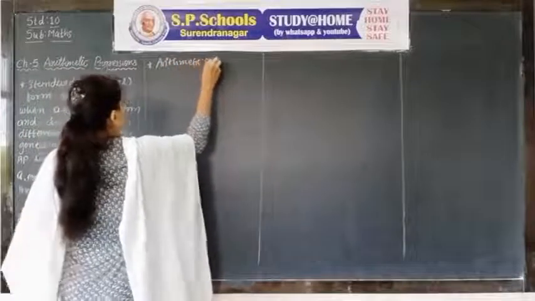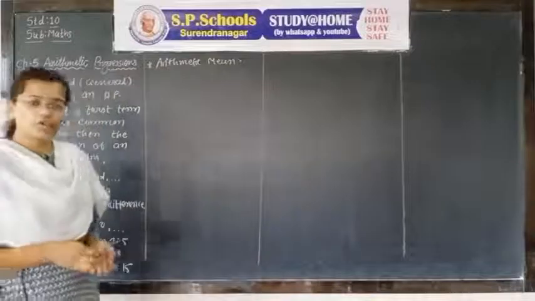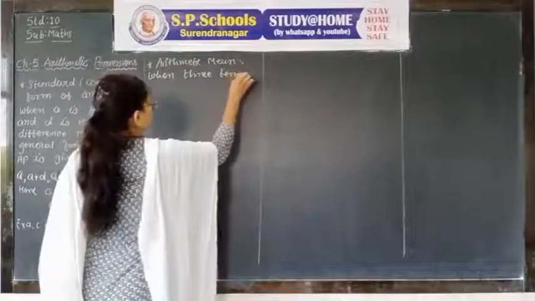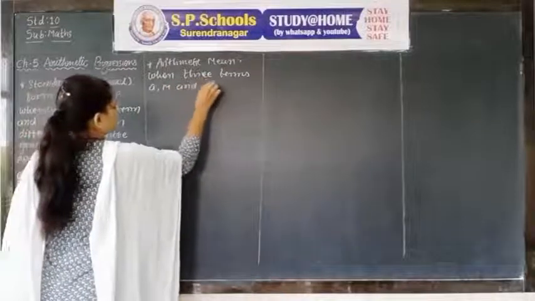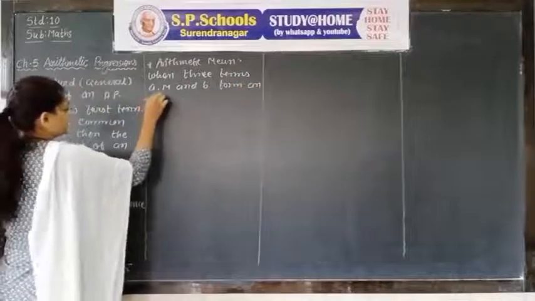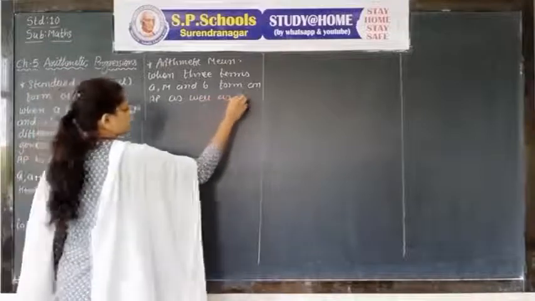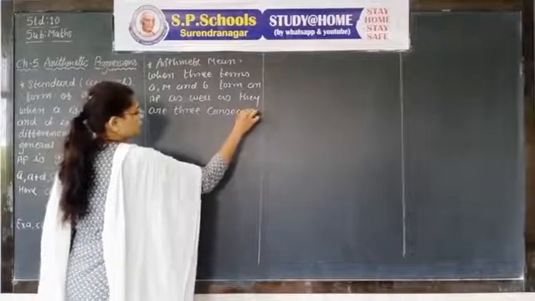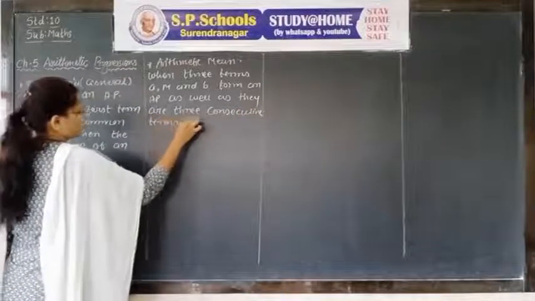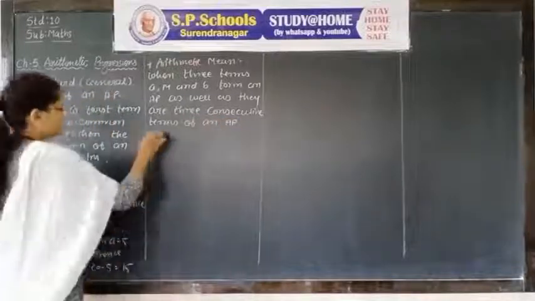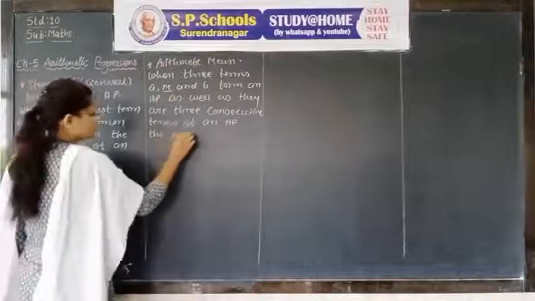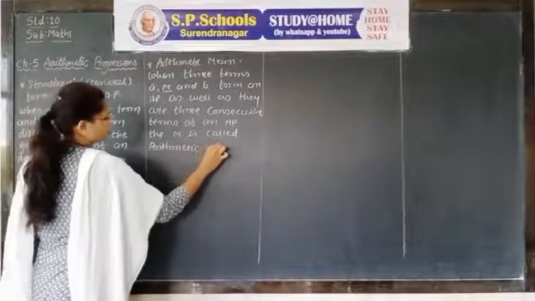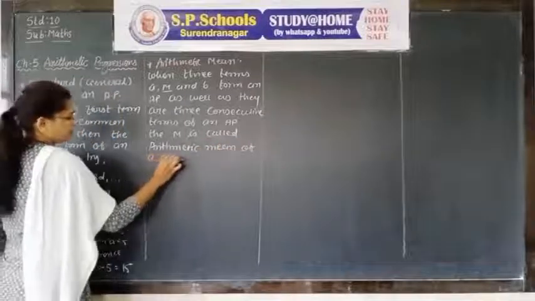Arithmetic mean. Whenever three terms A, M and B form an AP, as well as they are three consecutive terms of an AP, then the middle term M is called the arithmetic mean of A and B.